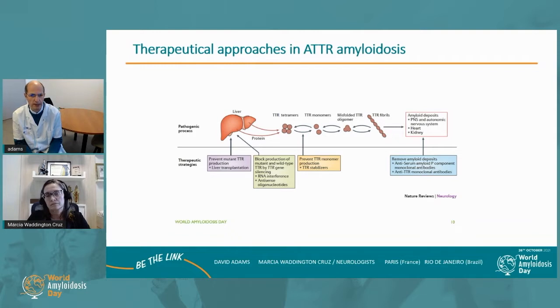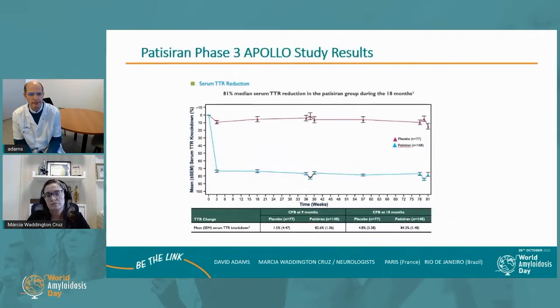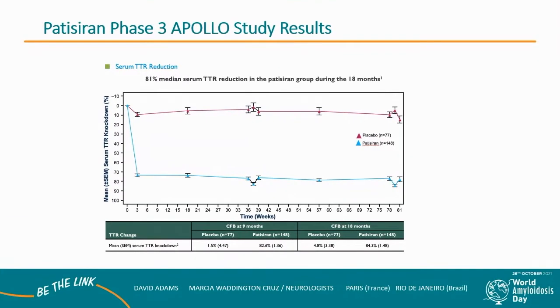This is the biomarker, TTR in the serum, showing the effect of patisiran RNA therapy. With IV infusion, you can have a knockdown of the serum TTR for both mutant and wild-type TTR, and this results in stabilization of the disease.